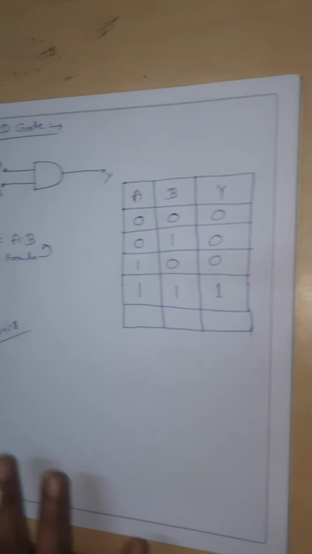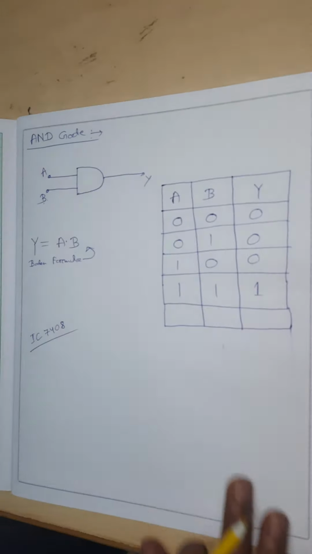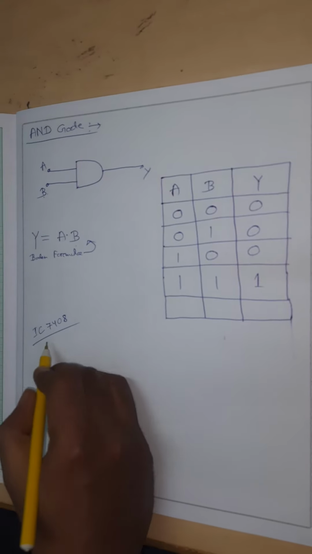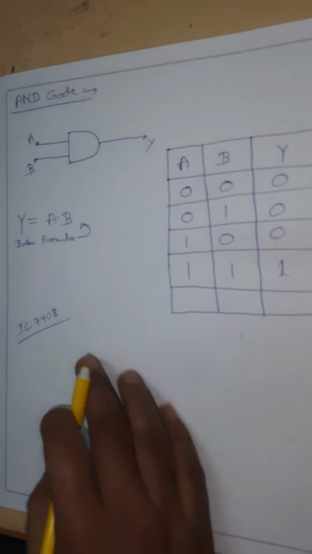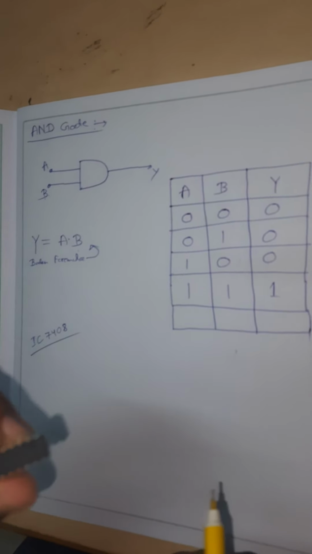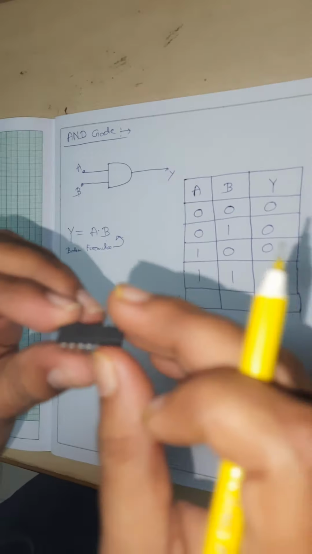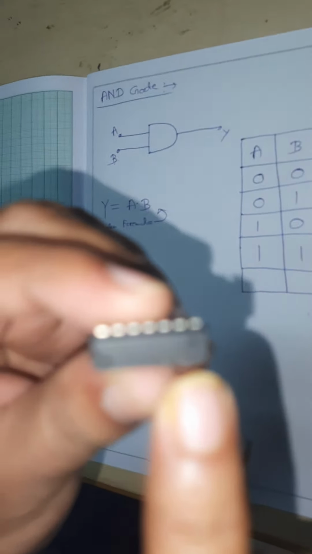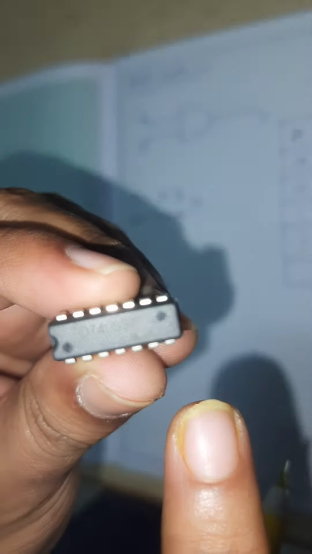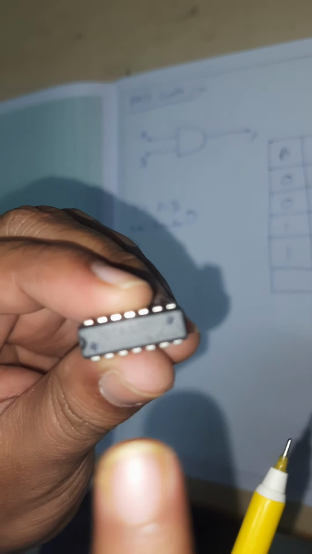So to perform the AND gate operation, we are trying the IC 7408. So this is the IC 7408. You can now see the IC.